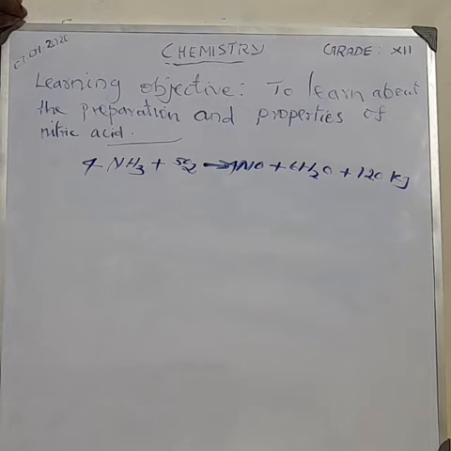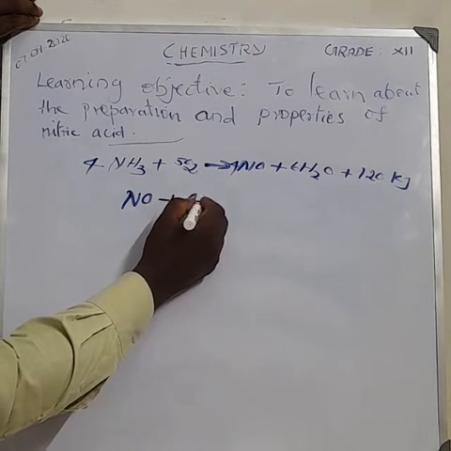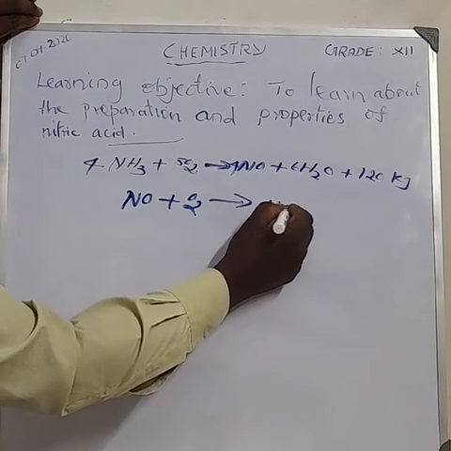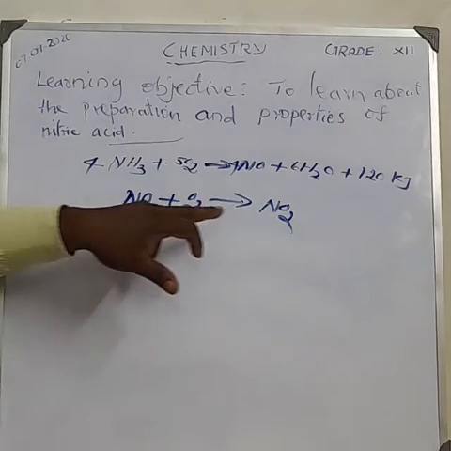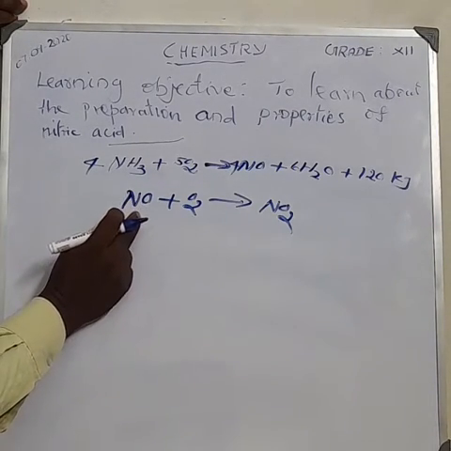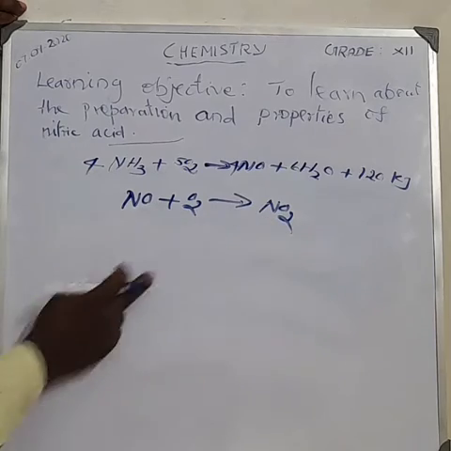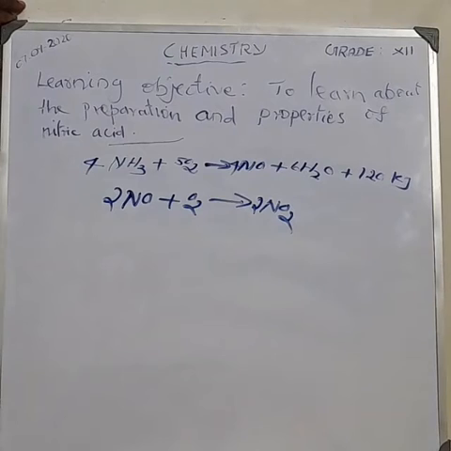Next, nitrogen monoxide, NO, on oxidation with O2 gives NO2. That is, nitrogen monoxide is converted to nitrogen dioxide by the reaction between nitrogen monoxide and oxygen. How can you balance the equation? Make it 2 here and also make it 2 here. Now the equation is balanced.